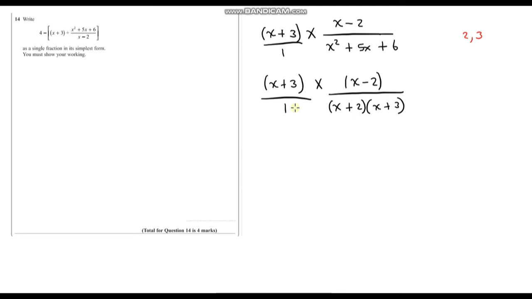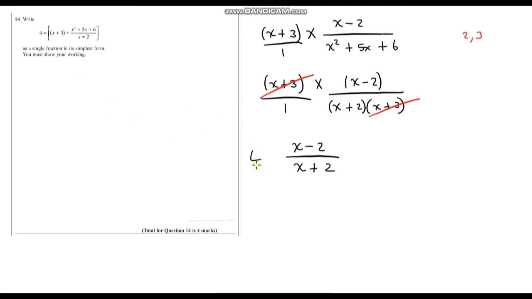And let's just put that over 1 again. And now, hopefully you can see that the x plus 3's will cancel out with each other. We've got an x plus 3 in the numerator, we've got an x plus 3 in the denominator. So all we are left with is 1 times x minus 2, which is just x minus 2, and 1 times x plus 2, which is just x plus 2. So everything in this bracket here gets simplified to x minus 2 over x plus 2.